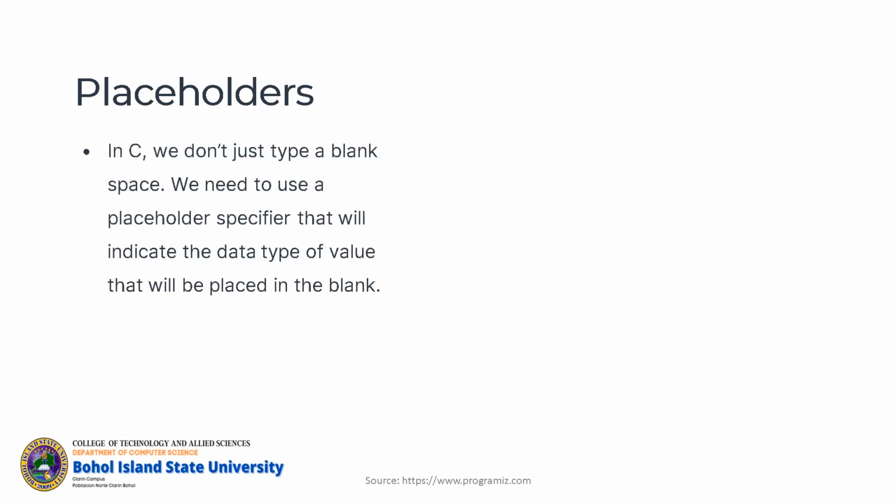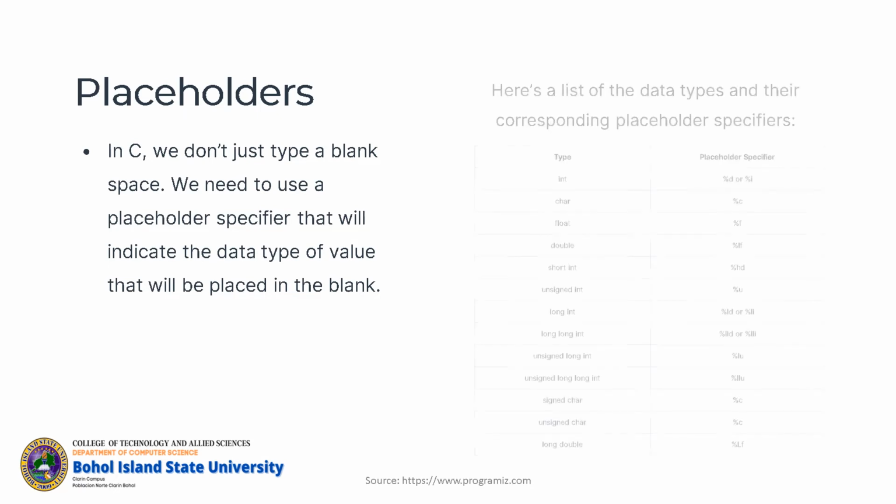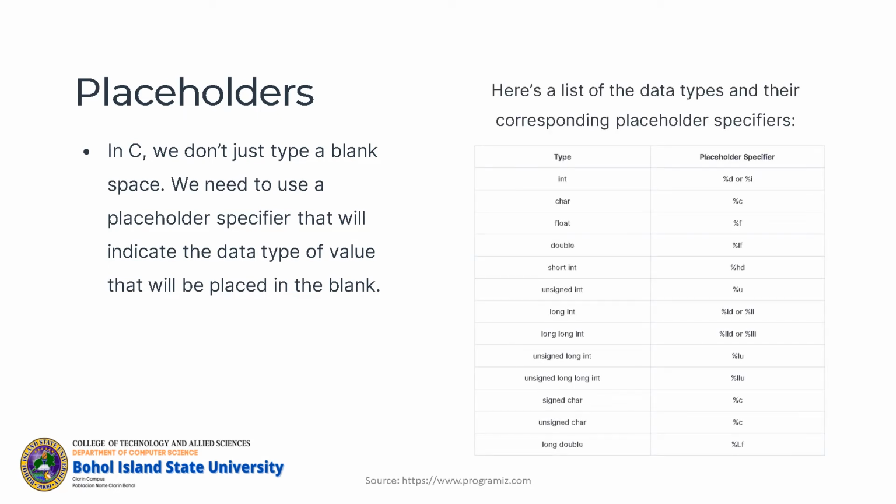In C, we don't just type a blank space. We need to use a placeholder specifier that will indicate the data type of the value that will be placed on the blank. Here's a list of data types and their corresponding placeholder specifiers.